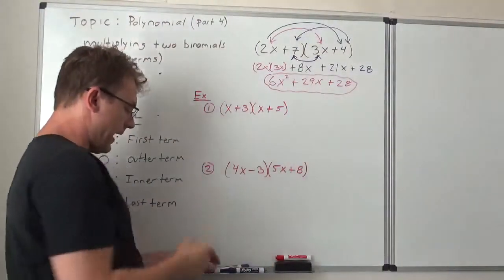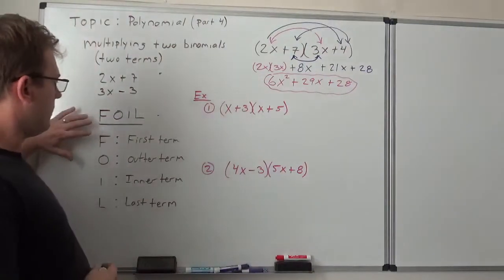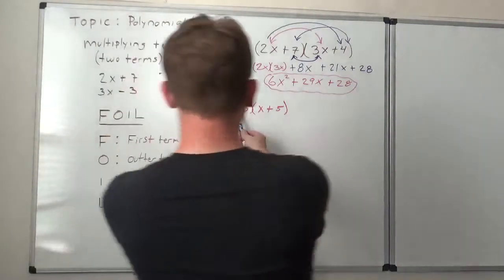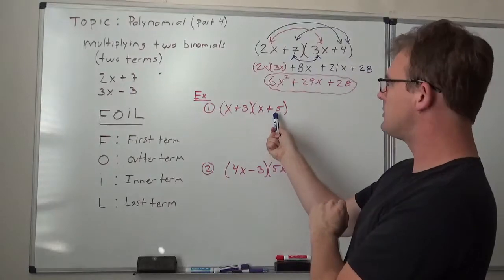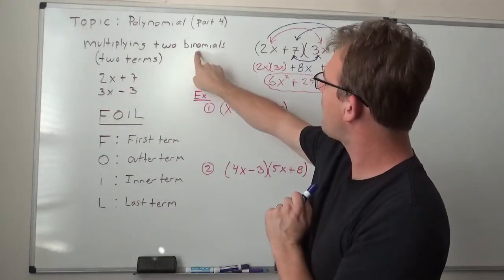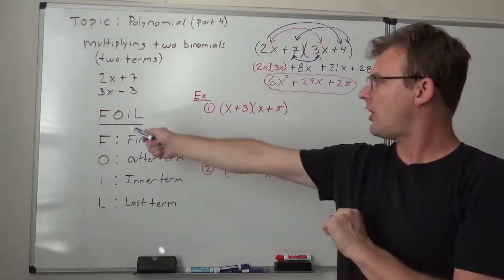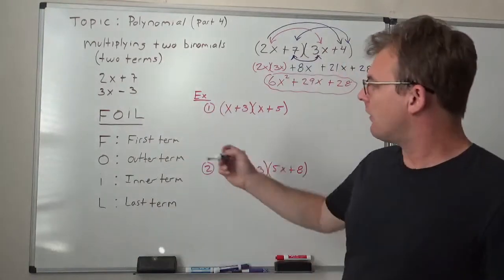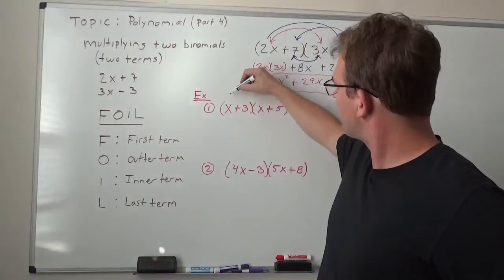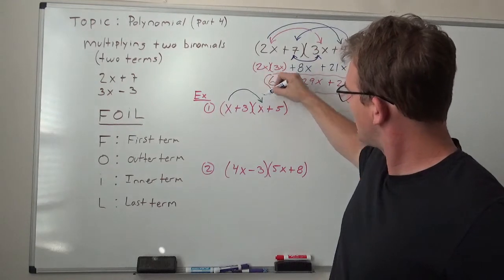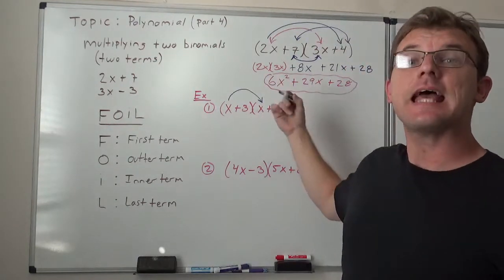So looking back during FOIL, I have this and this, two binomials. So I got two binomials. What I want to do is follow the acronym. So first term. So the first term goes here. So x times x is x squared.